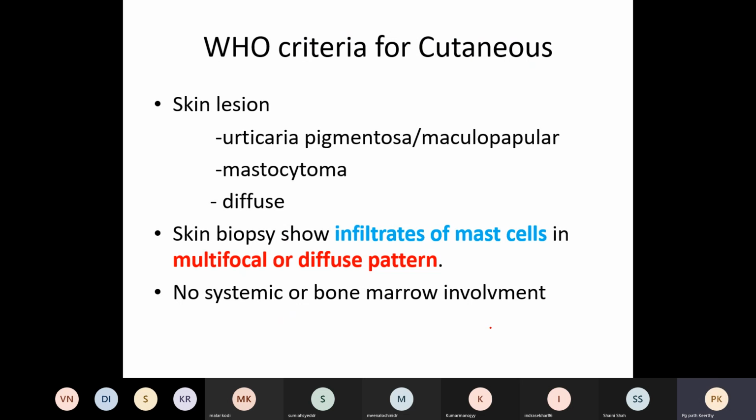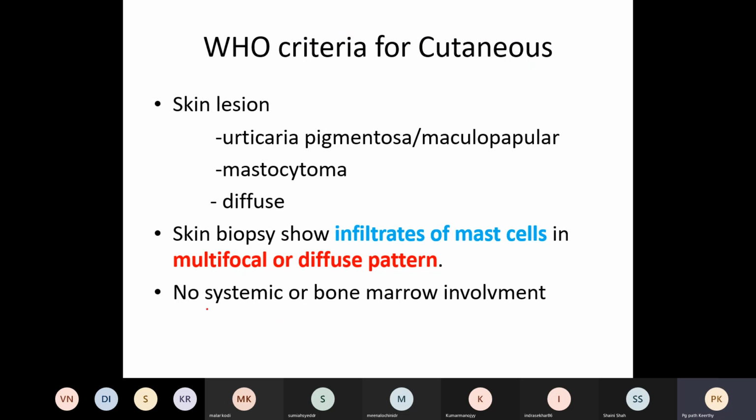So what is the WHO criteria? The WHO criteria for cutaneous mastocytosis: first you should see a skin lesion. To call it cutaneous mastocytosis, first the lesion should be in the skin. Either it can be urticaria pigmentosa or maculopapular, or it is mastocytoma, or it is diffuse. First it should involve the skin.